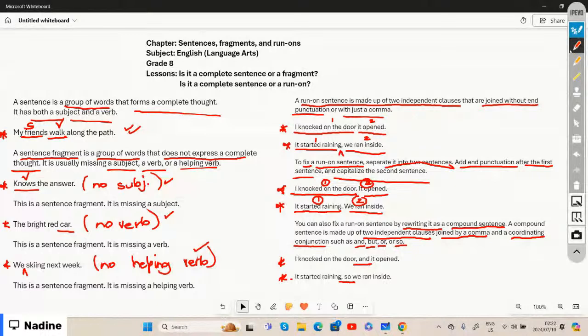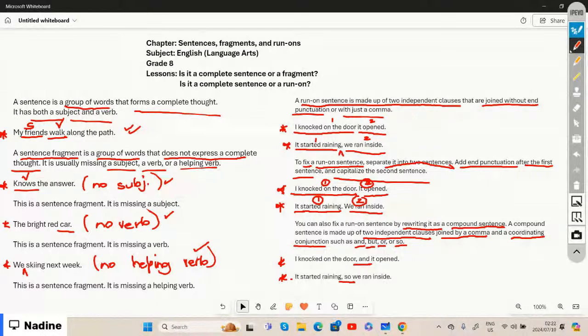And then we have a sentence fragment, which is a group of words that does not express a complete thought, but it usually is missing something. With a sentence fragment, it's either missing a subject, missing a verb, or missing a helping verb, meaning there's no subject, no verb, or no helping verb within that sentence. And then we have a run-on sentence, which is made up of two independent clauses that are joined without end punctuation, or joined with just a comma.